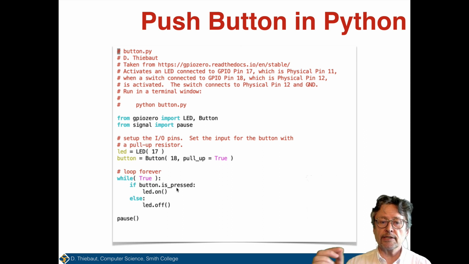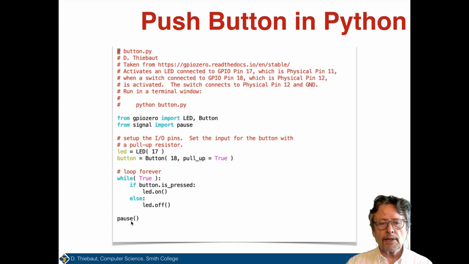If isPressed is true, then I'm going to turn on the LED. Otherwise, I'm going to turn off the LED. So I'm just constantly reading the button and doing that very, very fast. So it's instantaneous. As soon as the button changes, the LED is going to respond one way or the other.